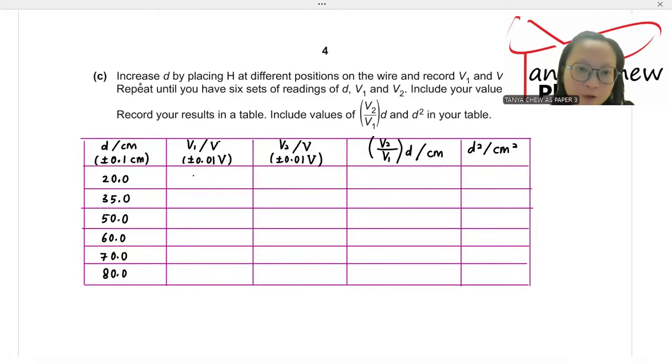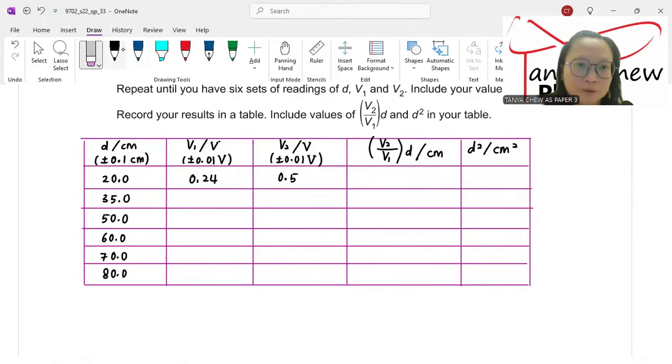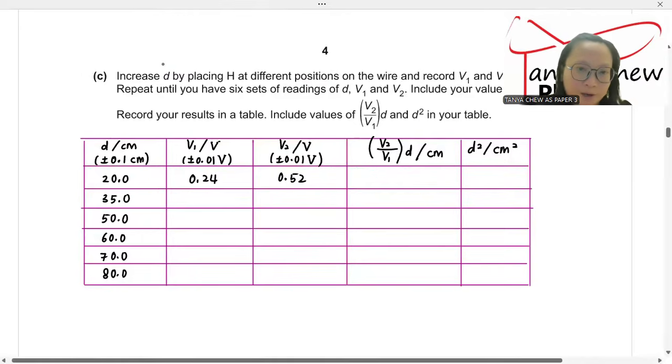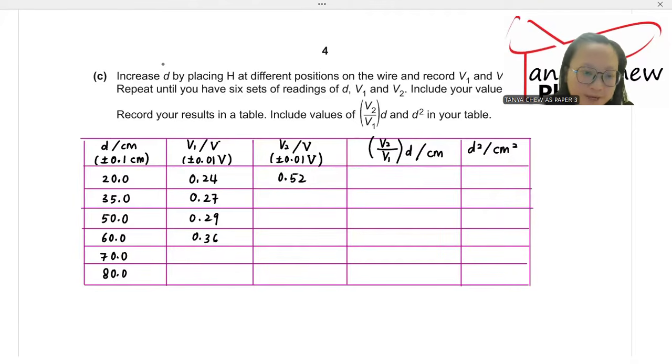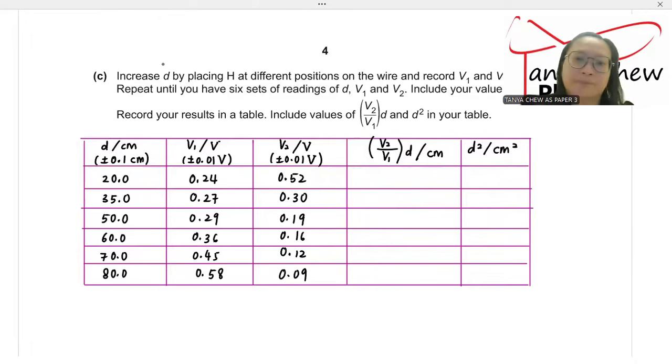And V1 value, the first one I got 0.24, and then V2 I got 0.52. Sorry, 0.52, not 50. This is 0.52. And then this is 0.27, 0.29, 0.36, 0.45, 0.58. Here I got 0.30, 0.19, and then 0.16, 0.12, and 0.09. All these are 2 decimal points.